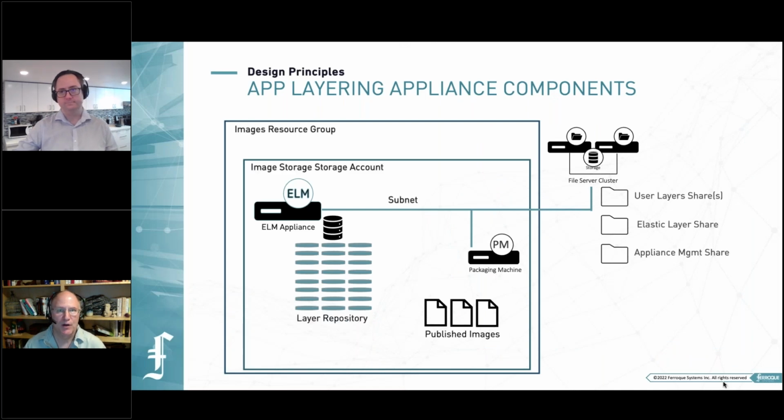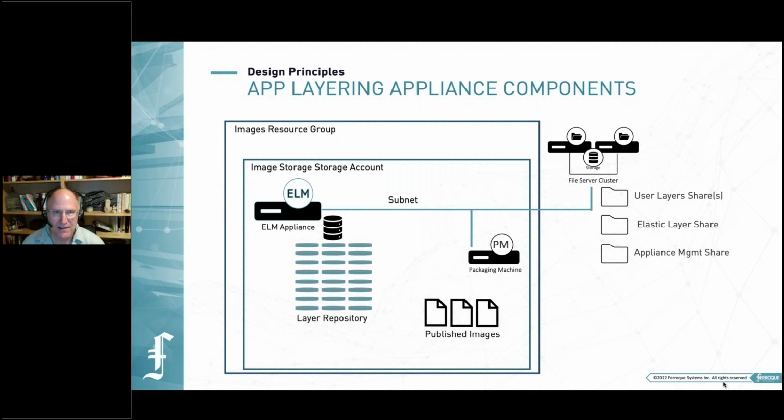Okay, I'm going to take over and talk a little bit about the design principles of app layering in Azure. So what do you need, where does it sit? The first thing that you do when you're setting up Azure is you're going to create a resource group for the app layering functionality. I usually call that something like images. You can call it whatever you want. Within that, you'll have a storage account that's defined, and app layering will use that storage account to put disks in as it's managing its different packaging machines and producing images.